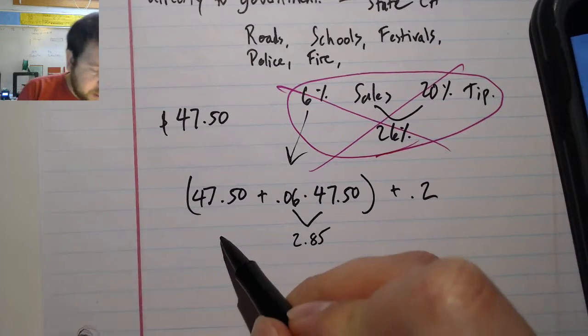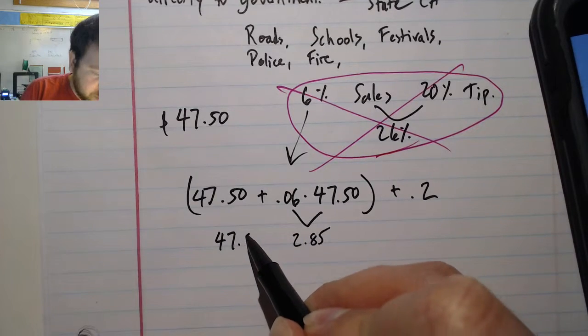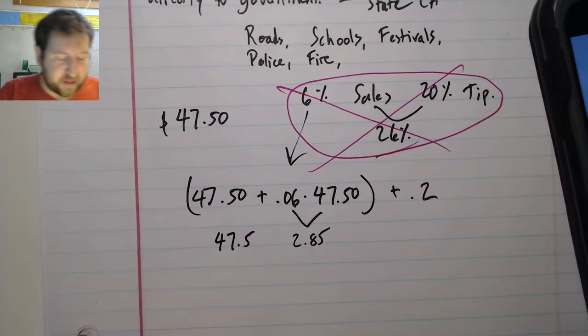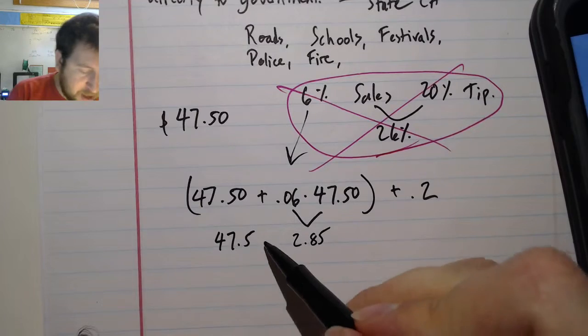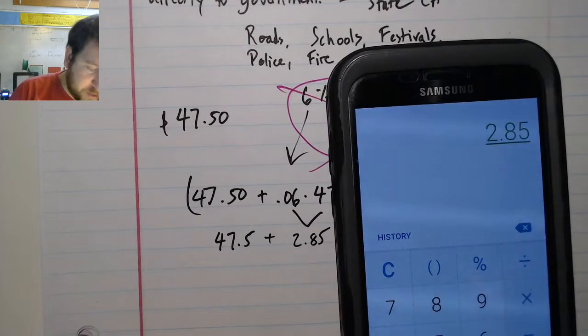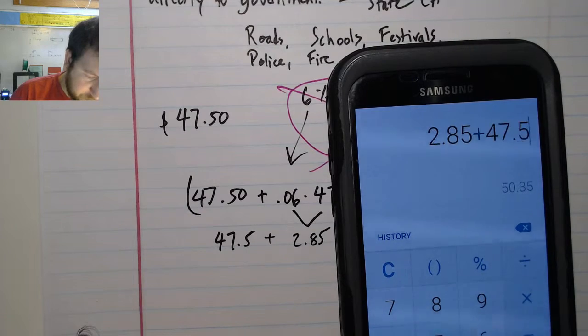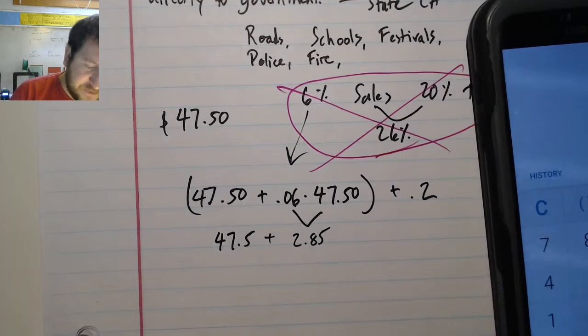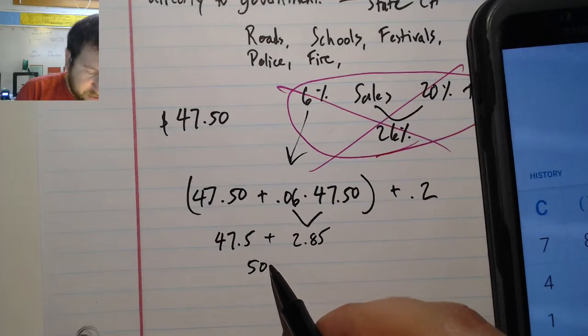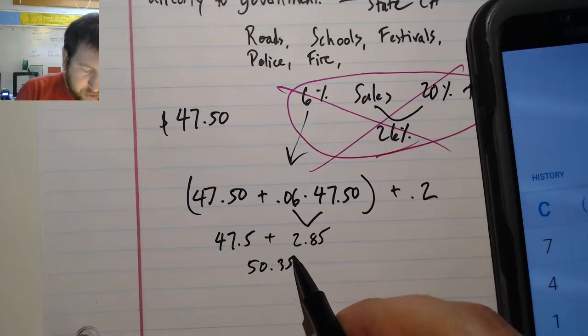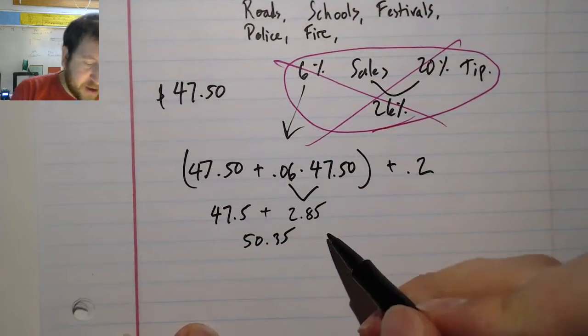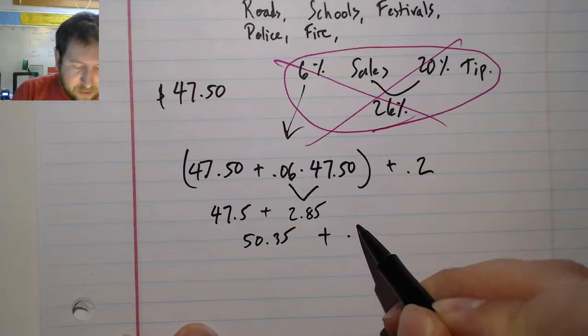All right, so now I can calculate the total. We could say pre-tip, before we calculate the tip. I'm going to add these two together. So I have 2.85 plus 47.5, which is going to give me $50.35. Okay, now I can add in my tip.